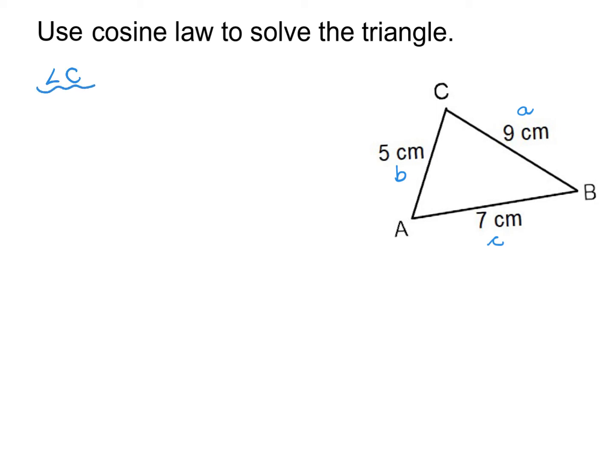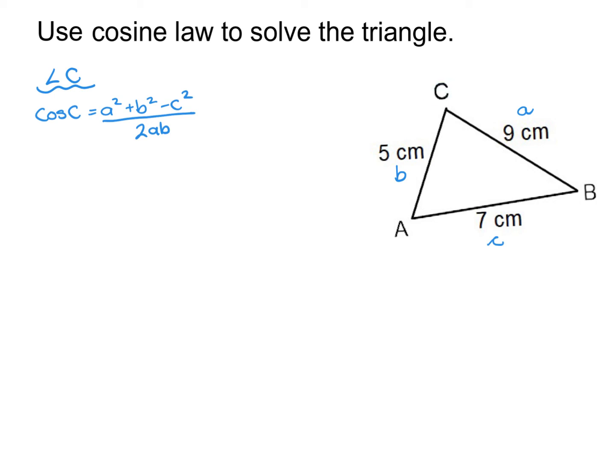And the formula for this, we're going to use the cosine law, which is cos of angle C is equal to a squared plus b squared minus c squared, all of that over 2 times a times b. Okay, so now let's fill in the values.